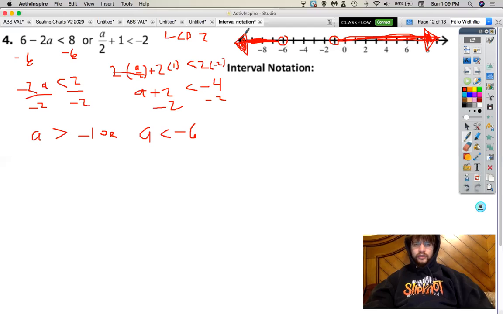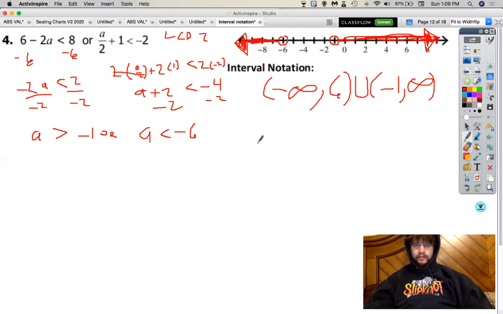Stick it in interval notation. Furthest thing to the left is negative infinity. Don't forget, you have to use a parenthesis when dealing with infinities. Yes, I'm going to tell you every single time. Also doesn't include that, union, because we were jumping over here. Negative 1 to infinity. Open.